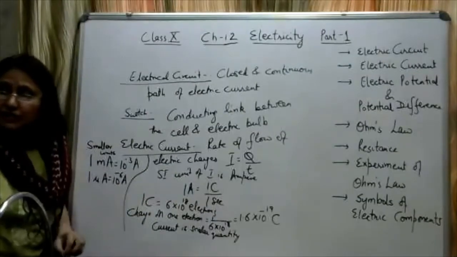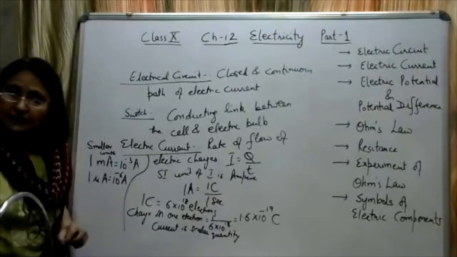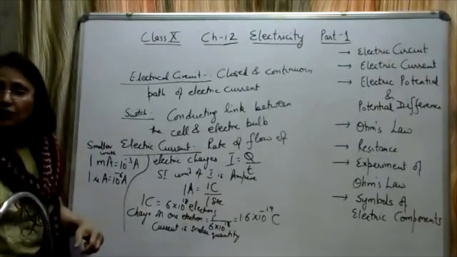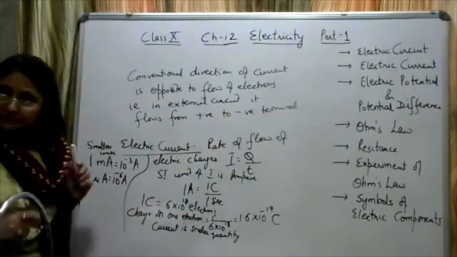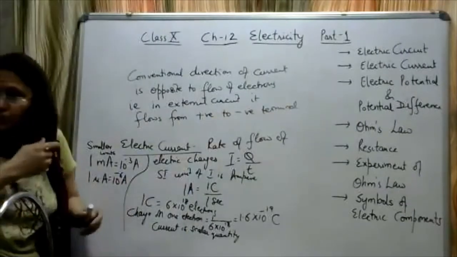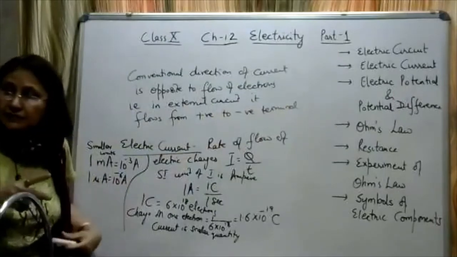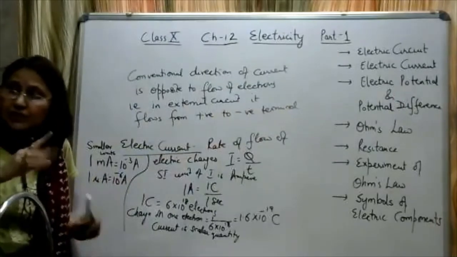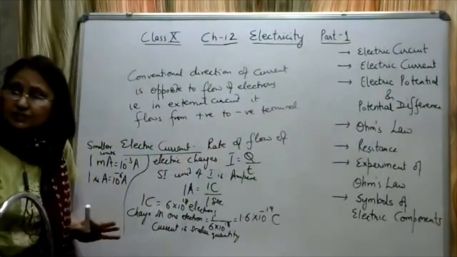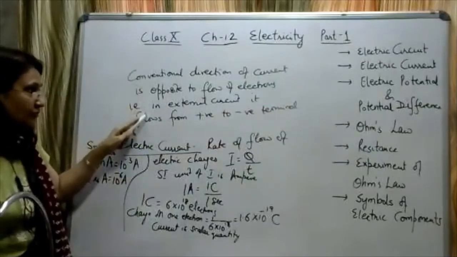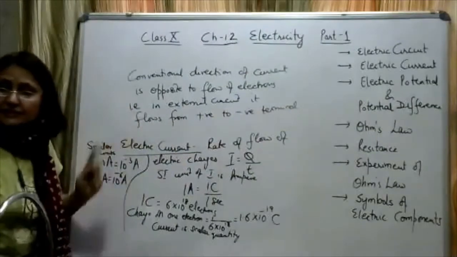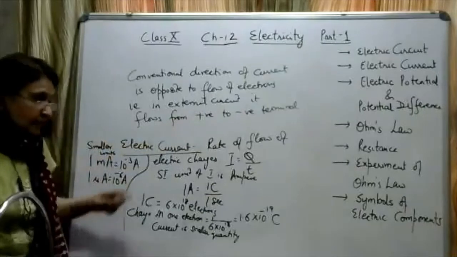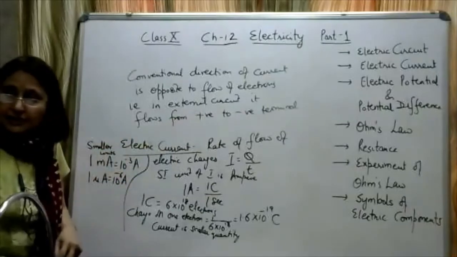But the conventional direction of current we take opposite to the flow of electrons. If the positive and negative terminals are reversed, the direction of the current will be opposite. That is why we take the conventional direction of current opposite to the flow of electrons. That is, in any external circuit, it is from the positive to the negative terminal. So this is all about electric current.